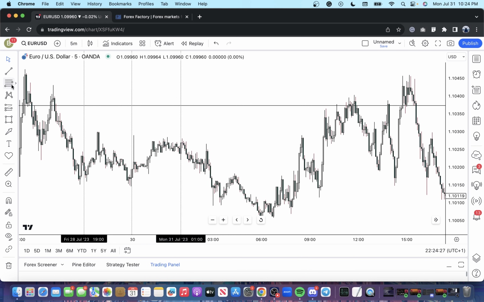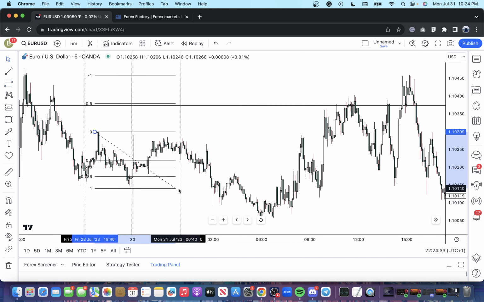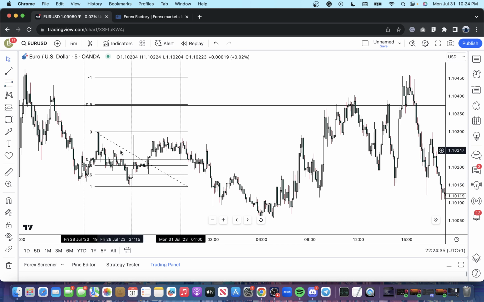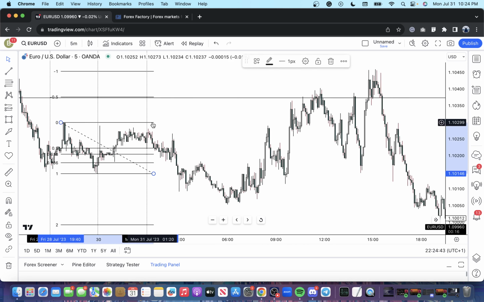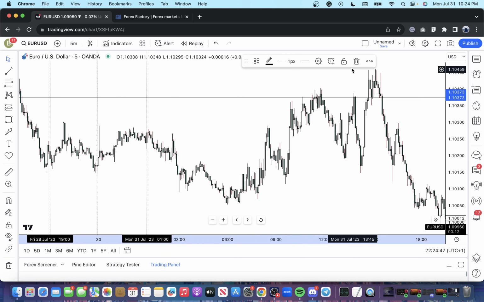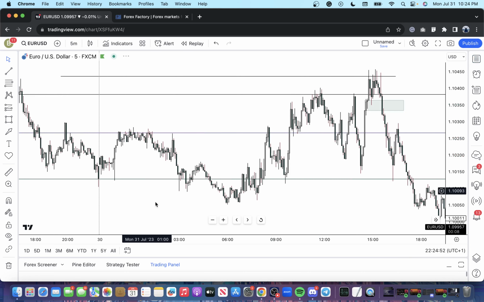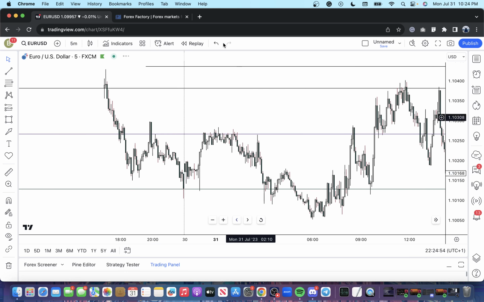Okay, now if you take your Fibonacci and you are trying to identify your standard deviations with the central bank dealers range, if you take your Fibonacci from the high, I think let's choose FXCM. Actually, I'm going to get rid of all this. I prefer the price feed on FXCM.